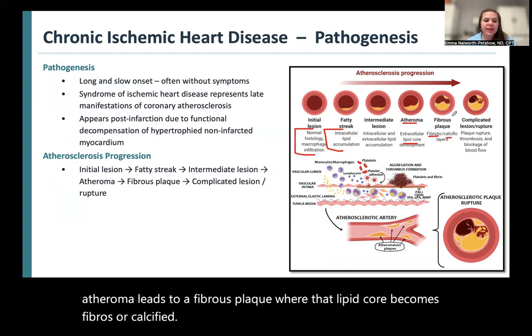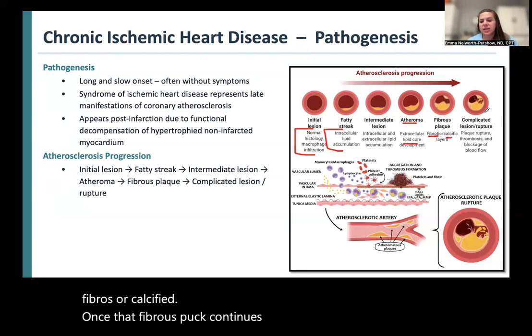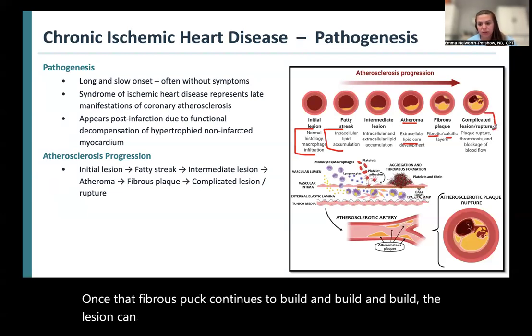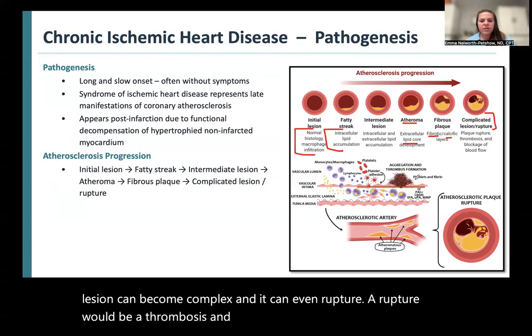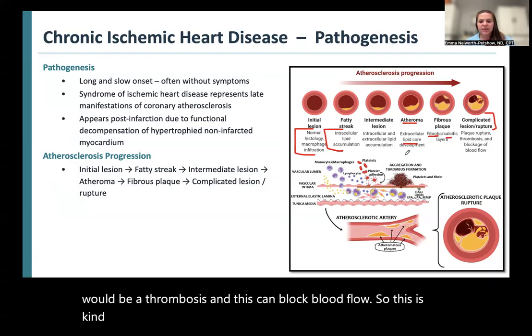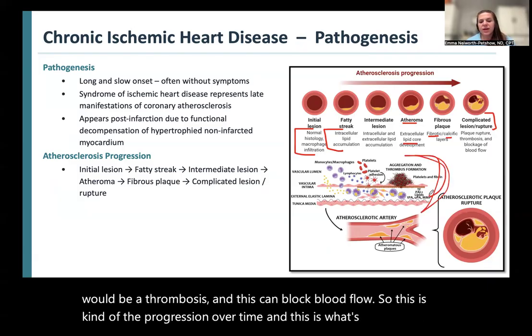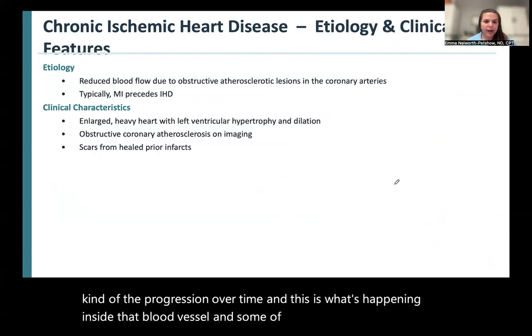Once that fibrous plaque continues to build and build, the lesion can become complex and it can even rupture. A rupture would cause a thrombosis, and this can block blood flow. So this is the progression over time, and this is what's happening inside that blood vessel and some of the signaling factors that are occurring.